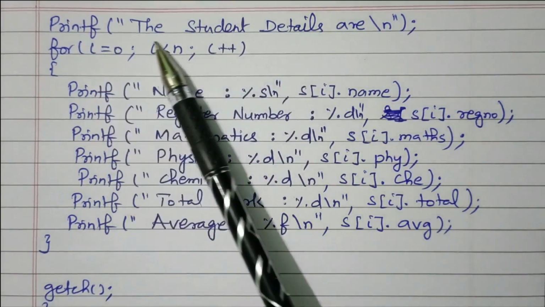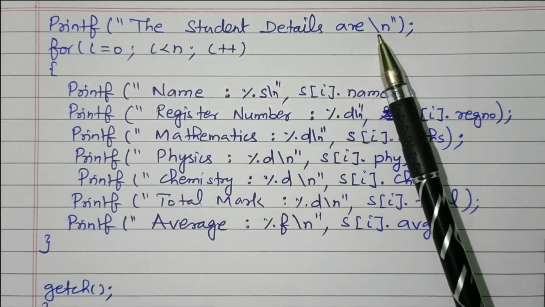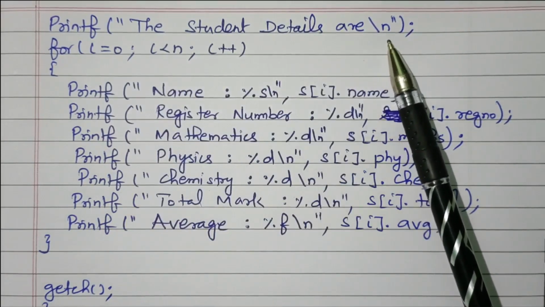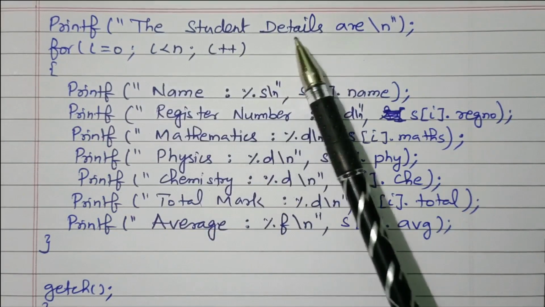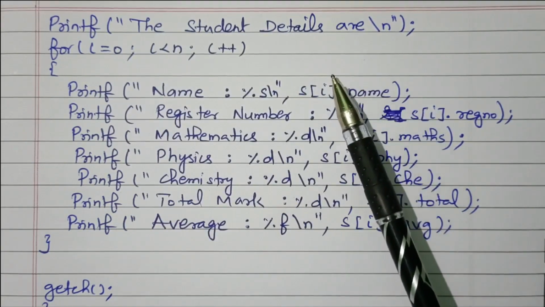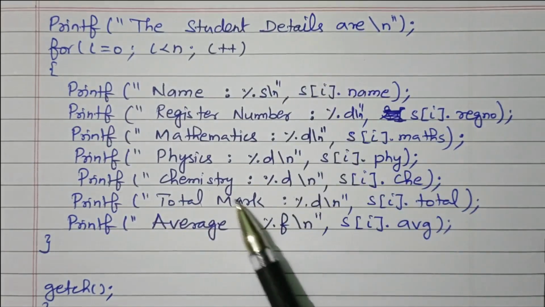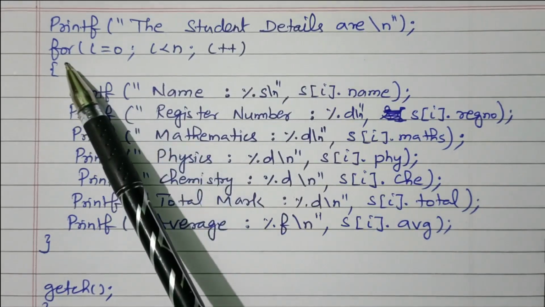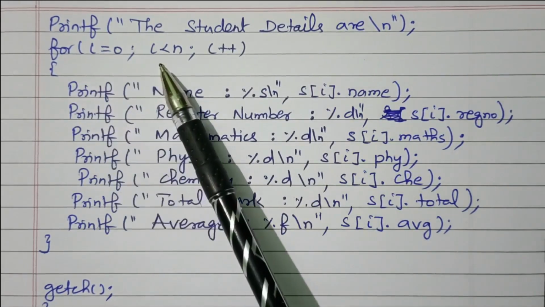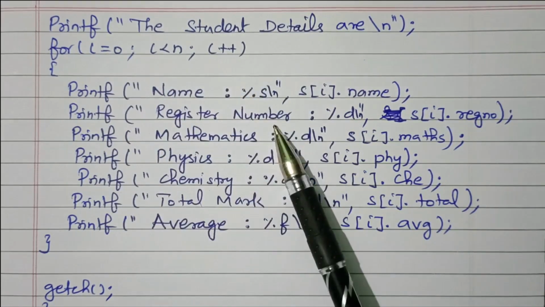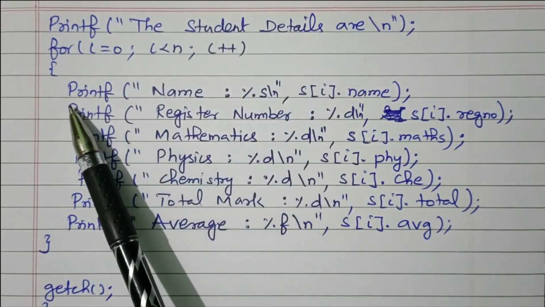So printf "the student details are \n". \n means it will go to the next line. It will print the student detail and go to the next line. So if there are 5 students we need to repeat this same thing 5 times. So again a for loop is opened. For i equal to 0, i less than n, i plus plus. Now we'll print the details one by one.